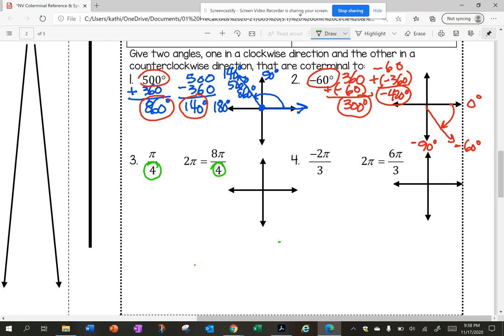So these are fractions. This is pi over 4, and I want to add 8 pi over 4. So I get 9 pi over 4. And I want to subtract 8 pi over 4. So 1 minus 8 is negative 7 pi over 4.